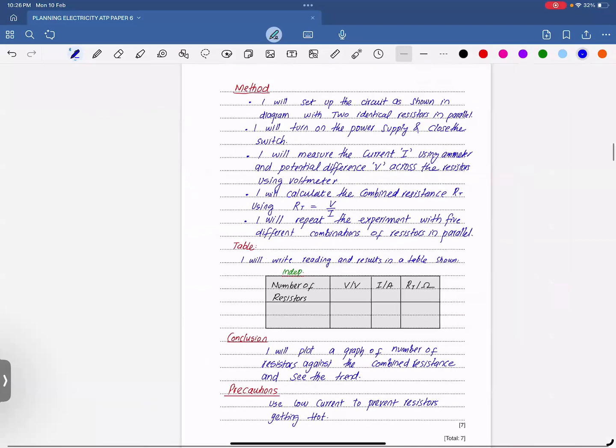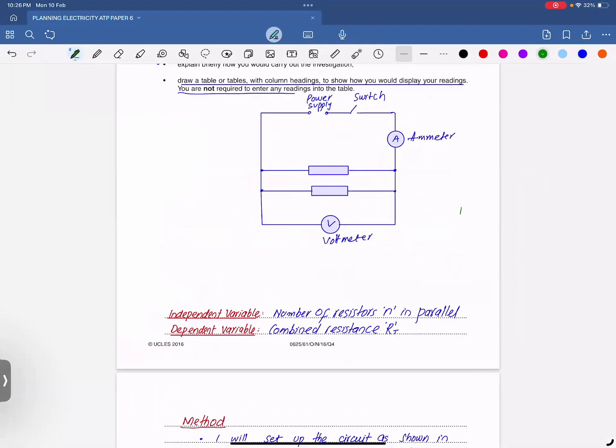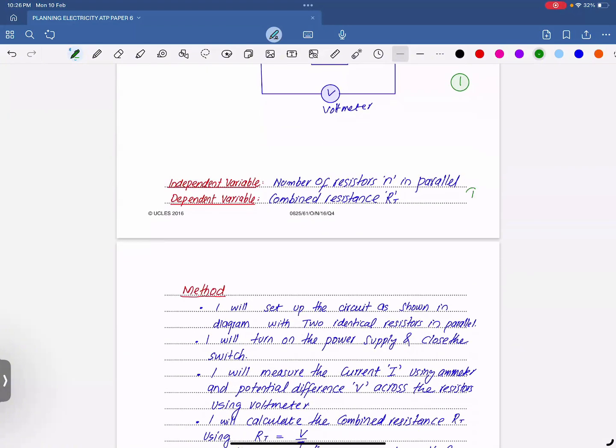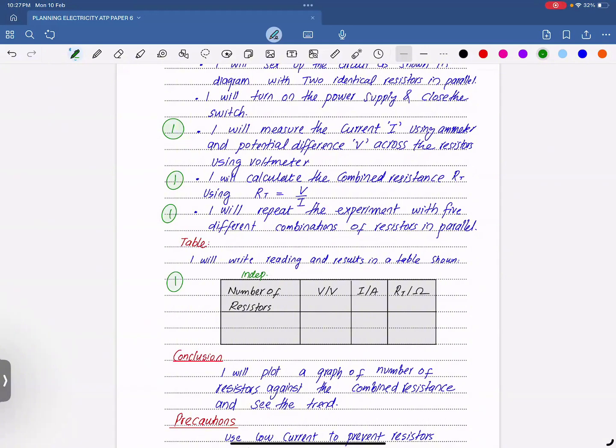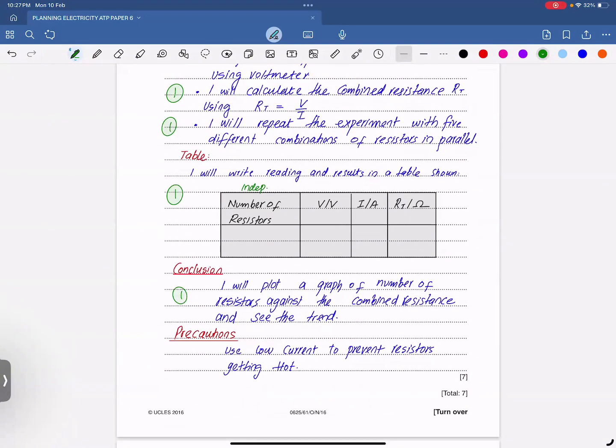If you want, I can give you the marks distribution. The completely labeled diagram gives you one mark. Make sure there is a voltmeter and ammeter, both are there. It will award you one mark. The correct combination of parallel connected to the power supply will also give you one mark. Defining the problem can give you one mark. Then how you measure the current and potential difference will also give you one mark. And how you calculate combined resistance will give you one mark. If you repeat with a different number of combinations, that will also give you one mark. One mark would be the table, and it could be one for the conclusion, one for precautions.